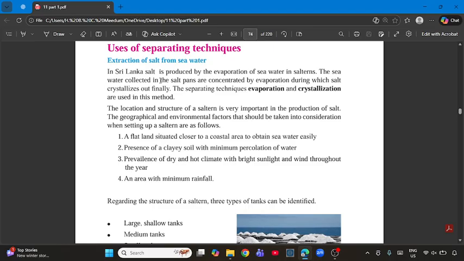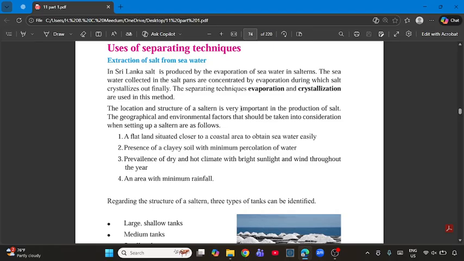The sea water collected in the salt pans is concentrated by evaporation, during which salt crystallizes out finally. The separating techniques evaporation and crystallization are used in this method. So the two methods are used here. One is evaporation, because the seawater is collected into large salt pans. Then evaporation happens. When evaporation happens, what happens? The salt gets crystallized.